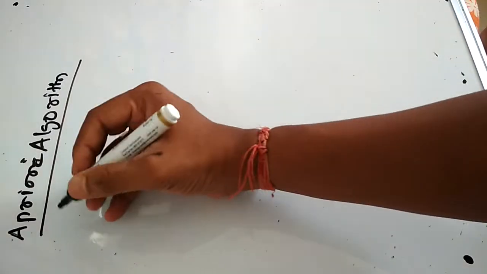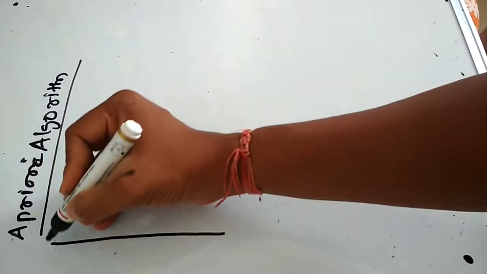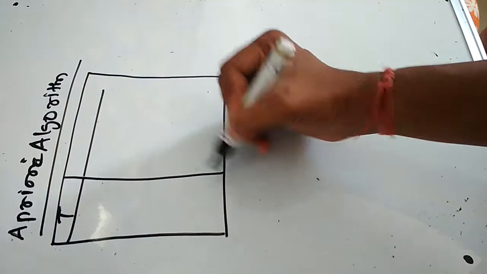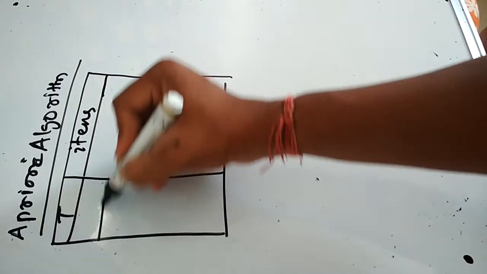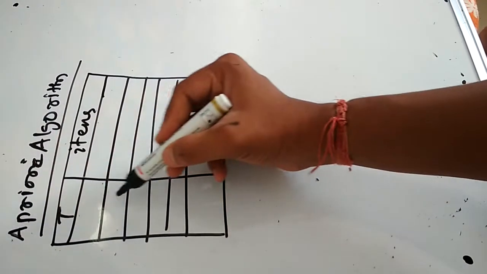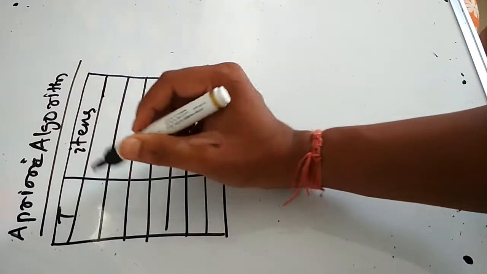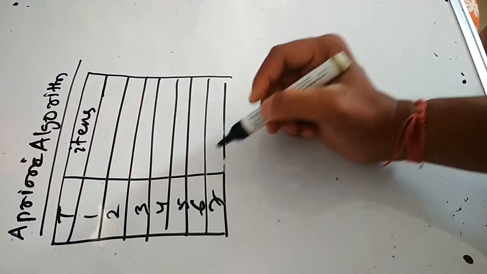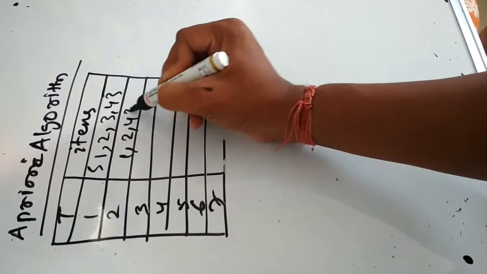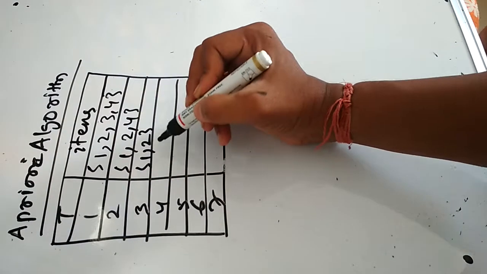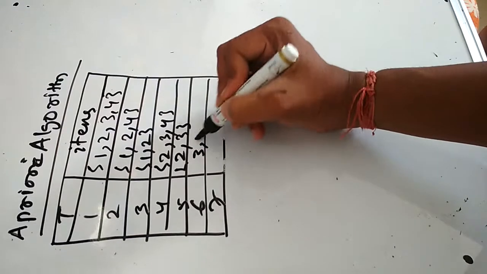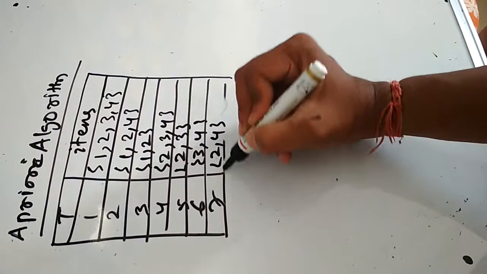So let's solve the example. Suppose I have a transaction history, and these are the items. Let's draw it first. Let's say transactions 1 2 3 4 5 6 7, then the item sets are 1 2 3 4; 1 2 4; 1 comma 2; then 2 comma 3 comma 4; then 2 comma 3; then 3 comma 4; then 2 comma 4.